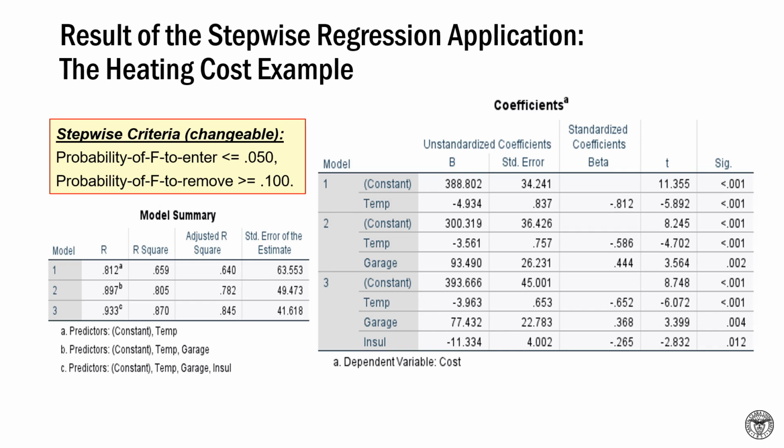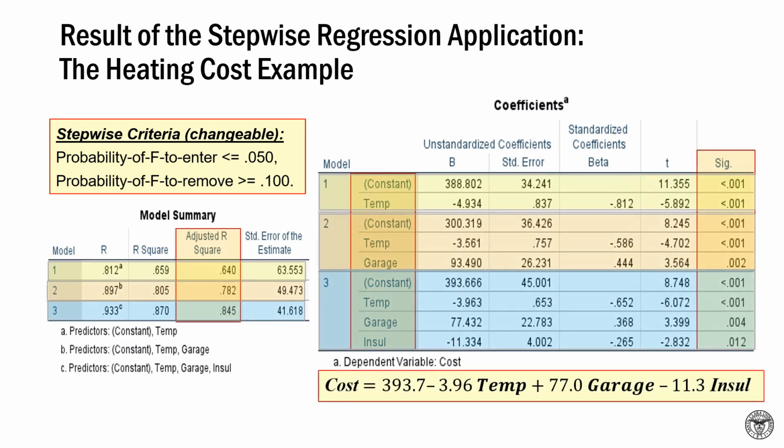In this stepwise regression example, we use a p-value of 0.05 to add a variable and a p-value of 0.1 to remove a variable. As illustrated in the heating cost case, the application of stepwise regression results in the same inclusion of variables as in the forward selection procedure.